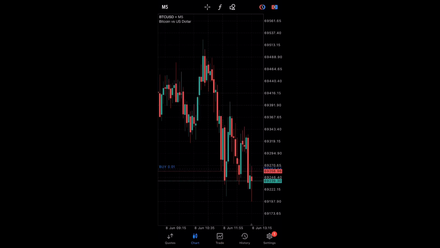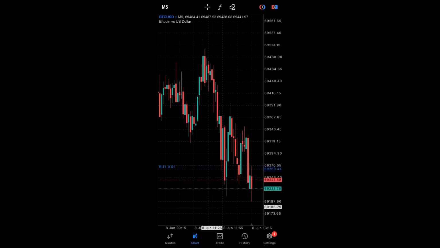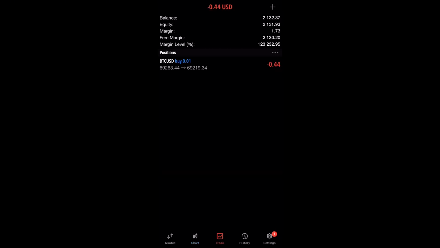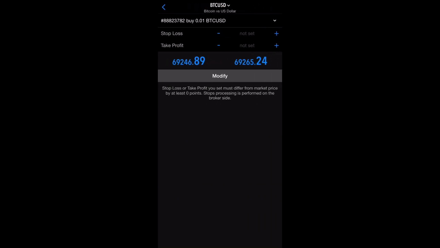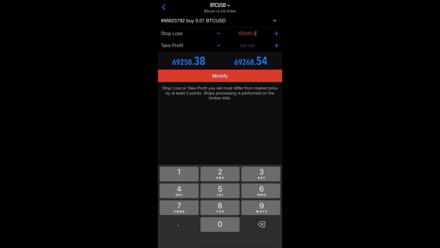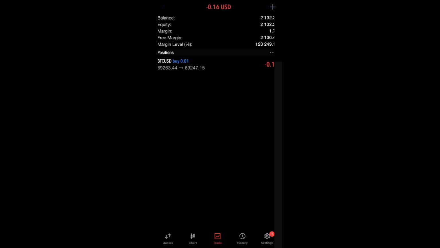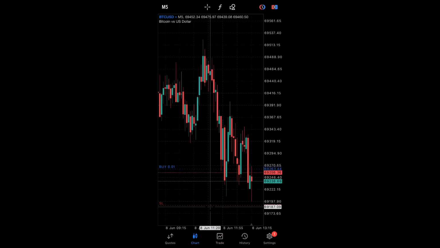After you've placed your trade, you set your stop loss. Let's assume that our stop loss is at 69190. You go here, click on the open trade, click on modify, put 69190 and modify. You have inputted your stop loss.